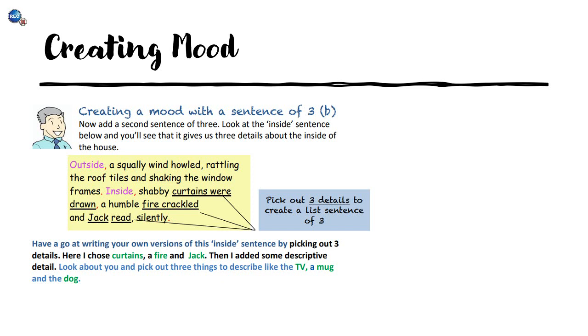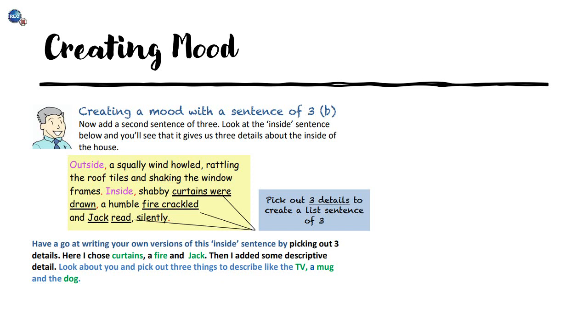So it's quite a contrast between the outside and the inside. The outside's all angry, everything's shaking, everything's flying around. You can imagine leaves being blown away, trees swaying. But inside, although it's a little bit old, it's very calm. A humble fire crackled, nice and relaxing sound, and Jack read silently. Well, you don't really imagine someone reading outside in the middle of the storm, so it shows it's very calm, and it's a big contrast compared to what's happening outside.